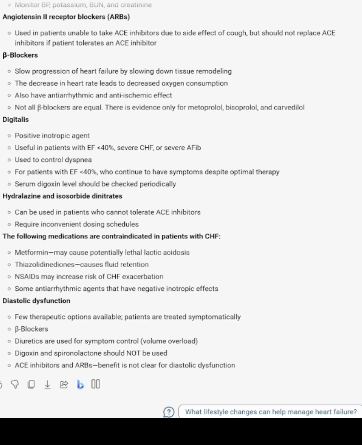Sure, here is the information you provided, organized and with key terms highlighted.